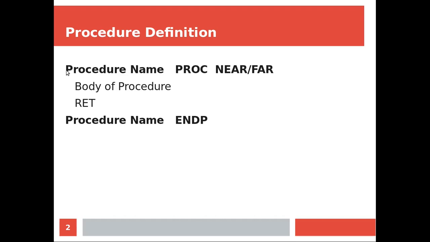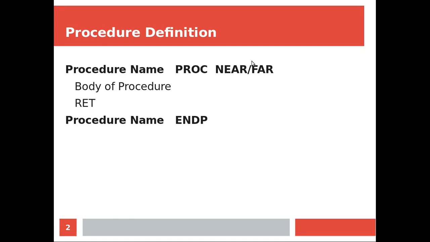So we can give some identifier for this procedure name, and this PROC is an assembler directive. Near or far is also another assembler directive. Then body means what we have to do in this procedure. Then this RET instruction is equivalent to return statement in high level language functions. Then at the end of the procedure, that will be marked by procedure name, ENDP. ENDP is another directive.